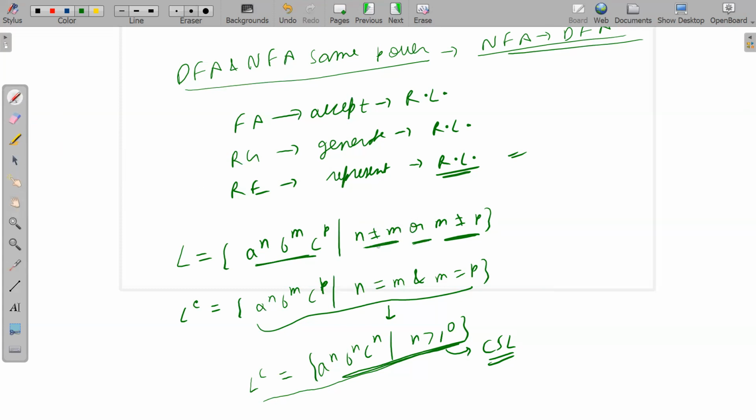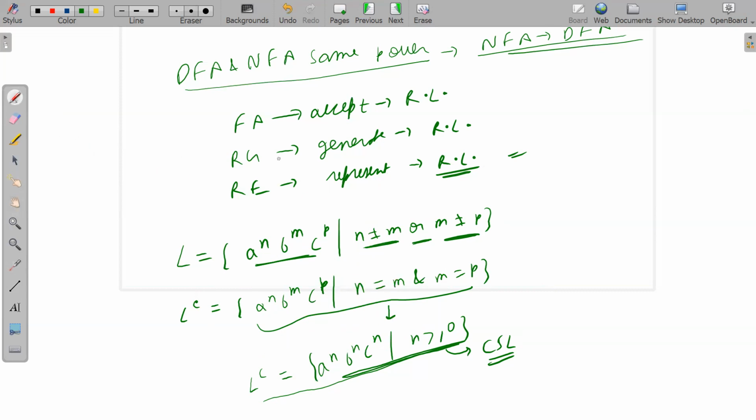So we should not go into more and more details because this is a basic course. I have just given you a hint that either N is not equal to M or M is not equal to P. Now, whenever I find the complement, I will say that there will be other strings also, but these kinds of strings will all be present. So this is CSL only. Okay. I hope I have made the point clear to all of you.